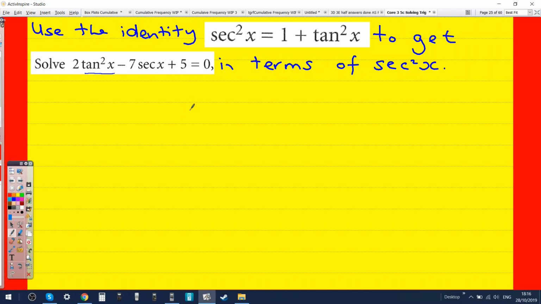And how can you use that? So you rewrite it as 2, then bracket sec squared x minus 1, close bracket, minus 7 sec x plus 5, and then you make a quadratic formula. That's it. Okay, let's try that.